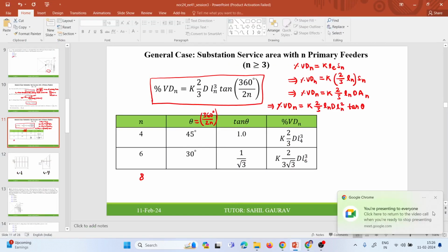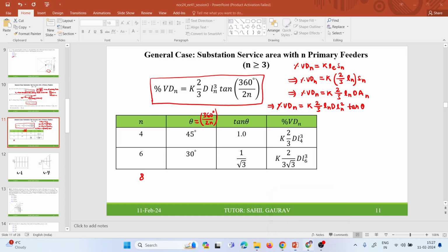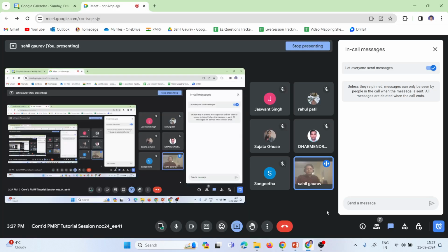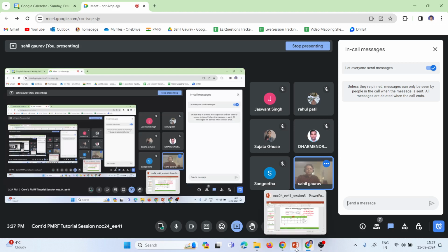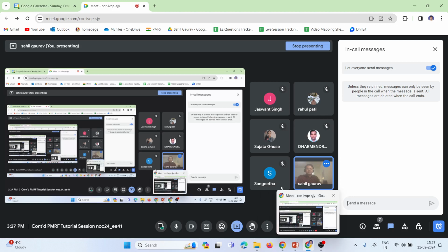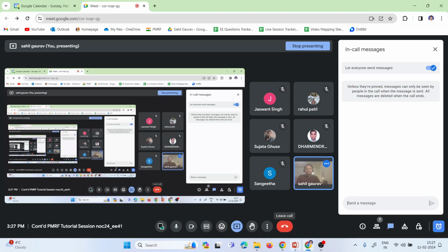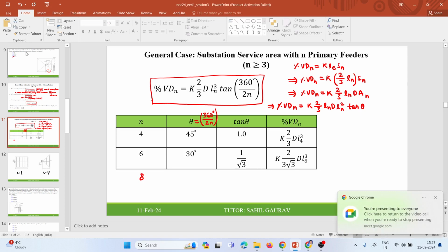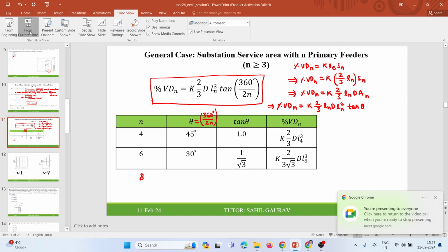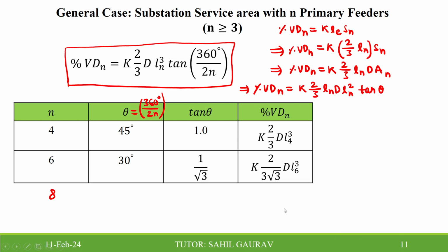So we are here. I'm asking that if we are having eight number of primary feeders, then what will be the theta value? Could you please type it in the chat box, or if you want to speak, then you can tell also. Sujata, Jaswant, Rahul, Dharmender, Sangeeta. Only four attendees are here. The more you interact, the more you will learn. So just a little bit, you should be interactive.